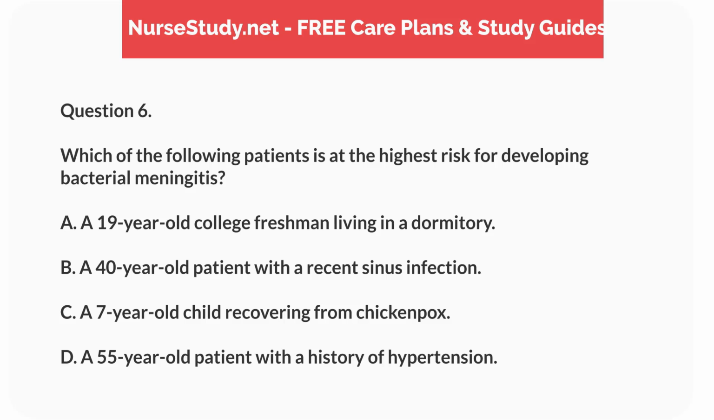Question 6. Which of the following patients is at the highest risk for developing bacterial meningitis? A. A 19-year-old college freshman living in a dormitory. B. A 40-year-old patient with a recent sinus infection. C. A 7-year-old child recovering from chickenpox. D. A 55-year-old patient with a history of hypertension.